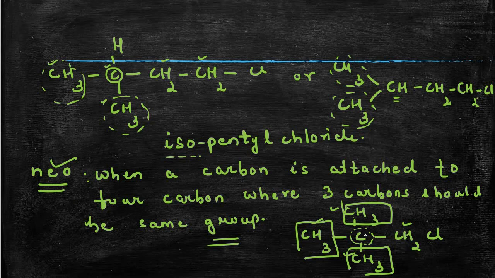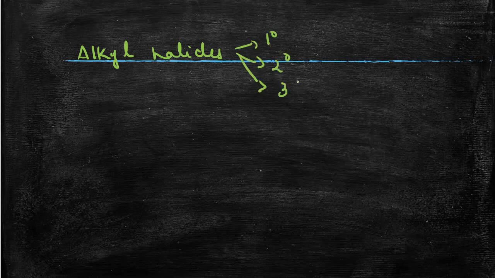5 carbon atoms are there, and out of which 1 carbon is attached to 3 similar groups. So we will be writing the name of the compound as neopentyl chloride. Now we have already studied that alkyl halides are classified as primary, secondary and tertiary halides.